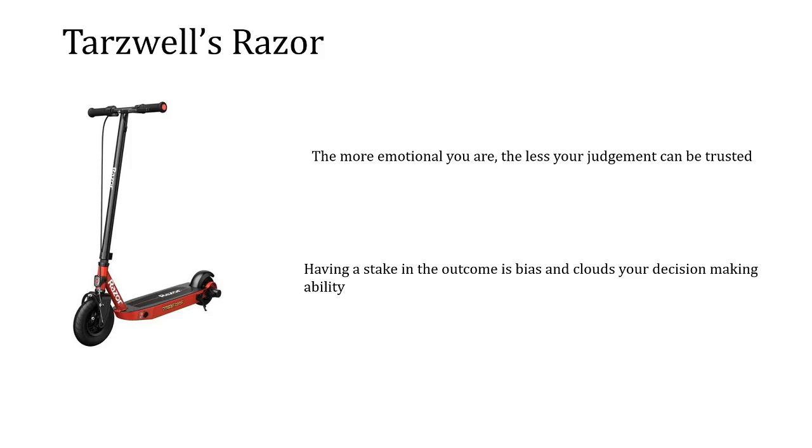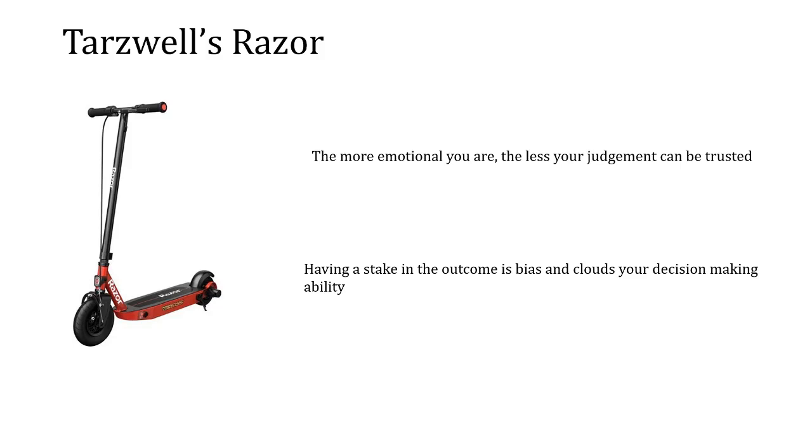Tarswell's razor. The more emotional you are, the less your judgment can be trusted. Having a stake in an outcome is bias. This is addressing bias, and one of the largest forms of bias is your emotional staking in it. You need something to be right because it's indicative of your character, or you've internalized a result as truth. Then you're looking for things to validate that. That's not scientific. You're just feeding your bias in a warped perception of reality, and then you can't make decisions properly because you've learned off of fallible information. You're not right. You've just looked for things which have confirmed your bias.